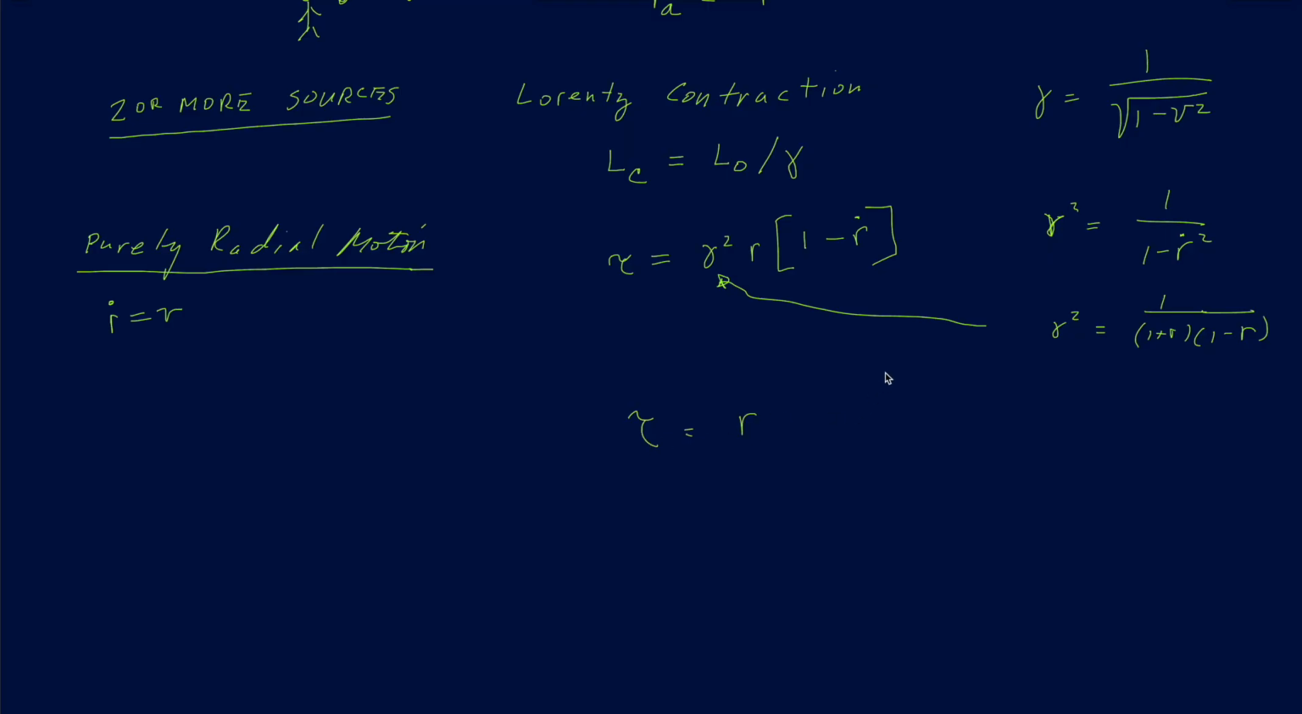Okay? And if we put this in here for this gamma squared, we get tau equals r. And now this guy cancels this guy, and you're just left with r over 1 plus r dot. These are supposed to be dots here, by the way. Okay, so that's our simplified equation for tau.